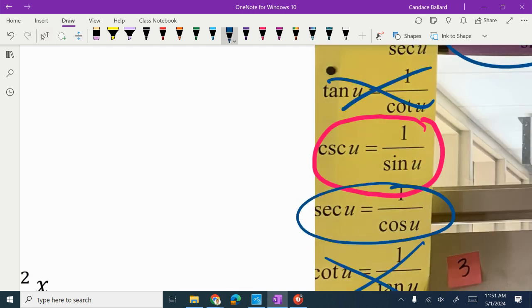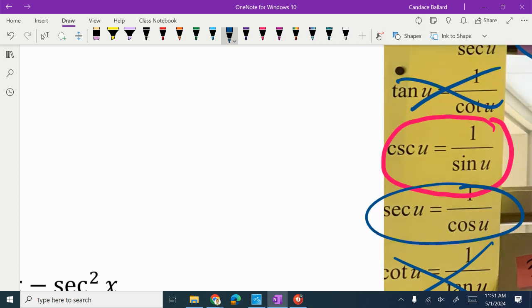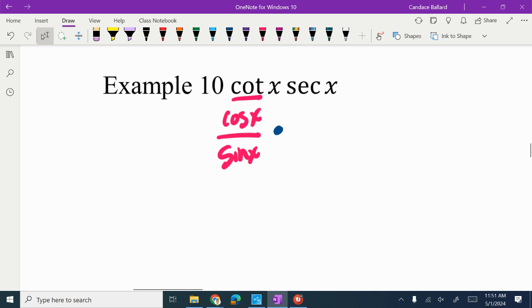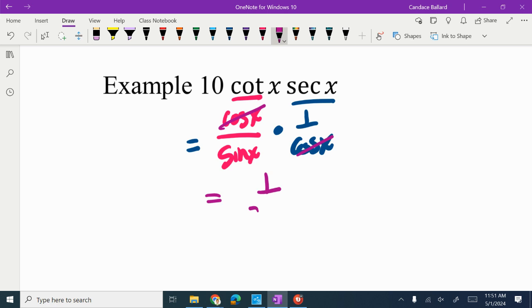1 over cosine. So if I don't have 2 numbers to flip, which is what we've been doing, it's 1 over whatever the reciprocal is. Okay. So we're going to replace this one with 1 over cosine x. Why was that good? What happens now? Yeah, the cosines cancel out. And look at across my numerator, I've got 1. Across my denominator, I've got sine x.